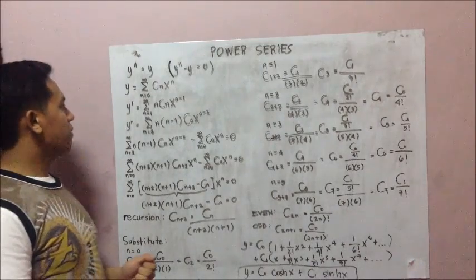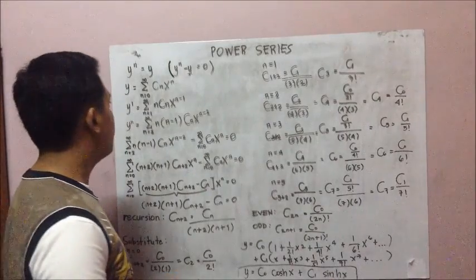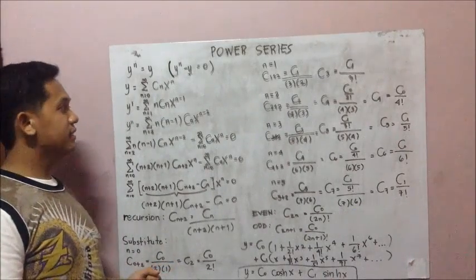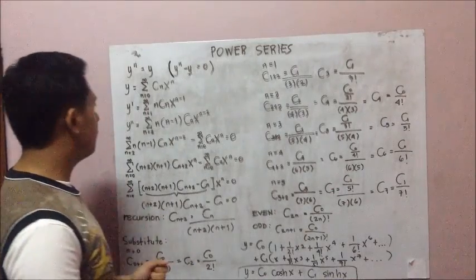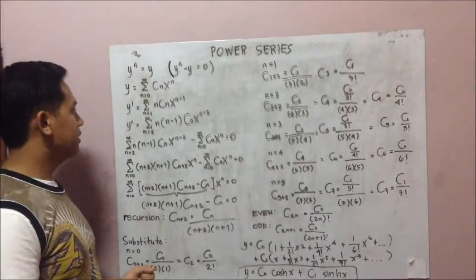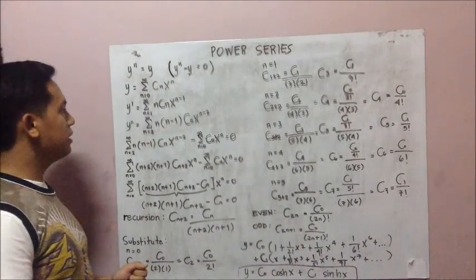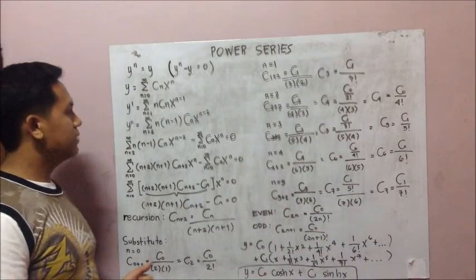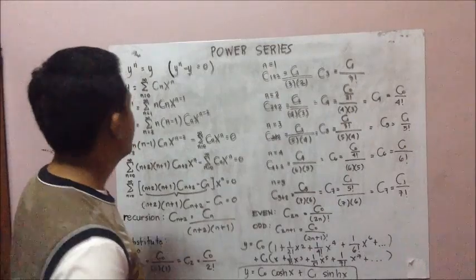Therefore, y prime is equal to the summation of n is equal to 1 up to positive infinity, c_n x raised to n minus 1, and y double prime is equal to the summation of n is equal to 2 up to positive infinity, n times n minus 1 c_n x raised to n minus 2.